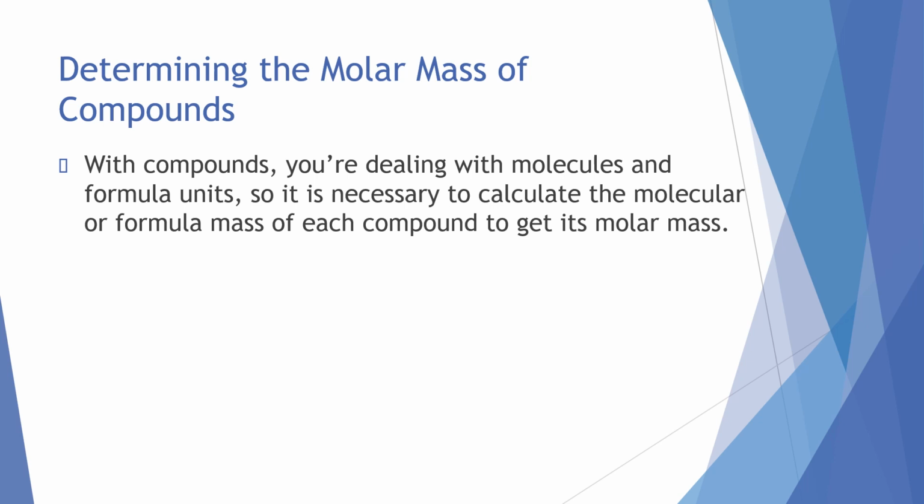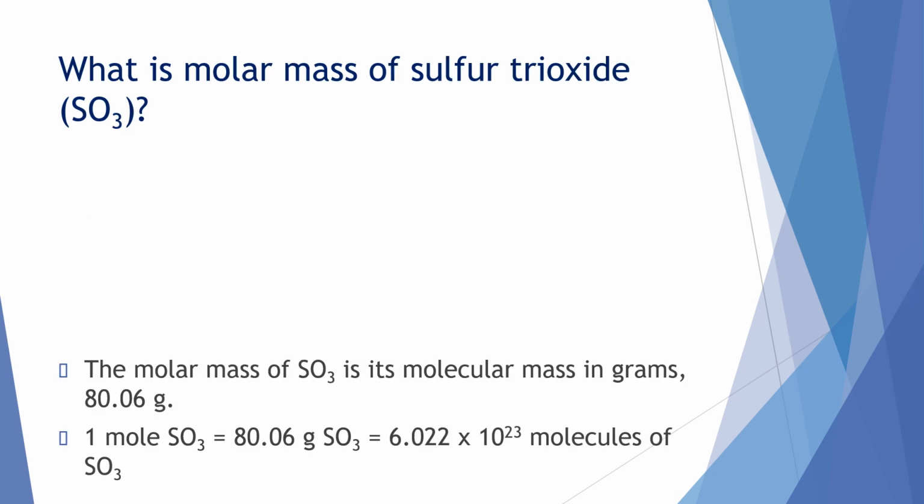So when we're looking at the molar mass of a compound, you're going to have to get the mass of each element for the compound, and the correct number as well. So what is the molar mass of sulfur trioxide, SO3? It's there for you, but I need you to see how we get that. So the molar mass of sulfur trioxide.